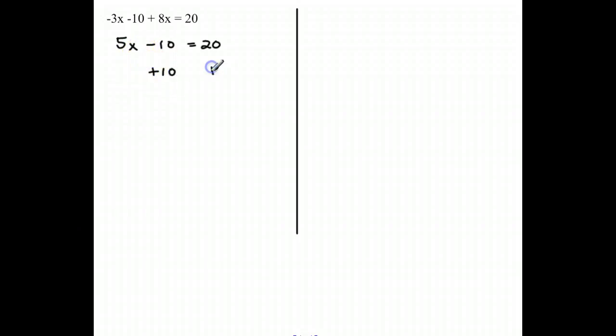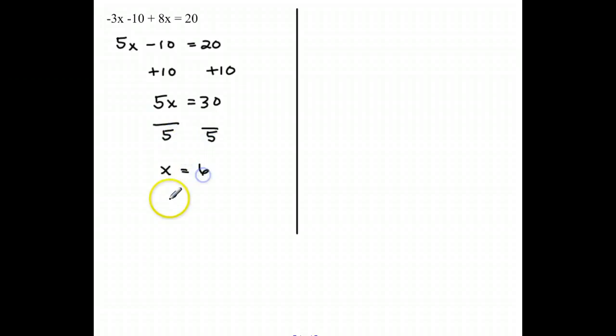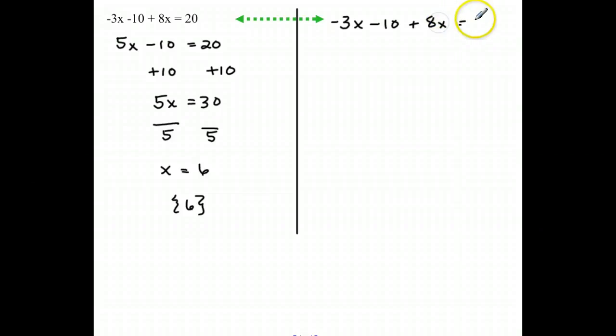I'm going to add 10 to both sides. I'm left with 5x is equal to 30. I'm going to divide both sides by 5. And I'm going to get x is equal to 6. Just as in the other problems, our check is going to start with the same problem, negative 3x minus 10 plus 8x is equal to 20. I am going to substitute out the x and substitute in 6.